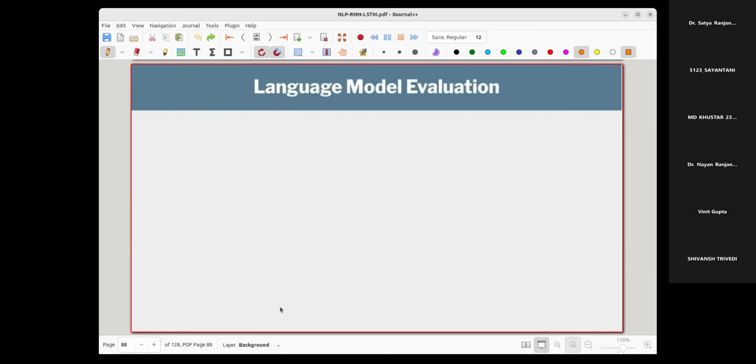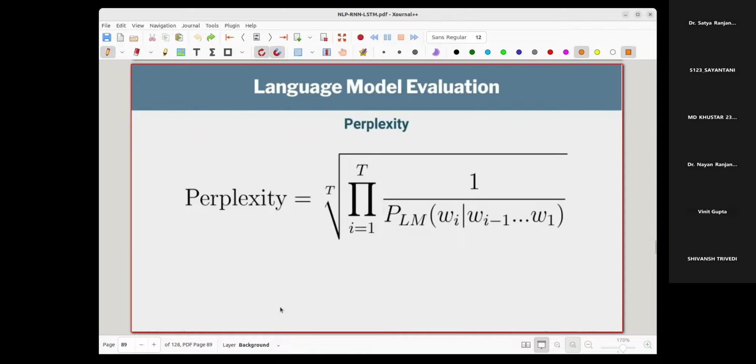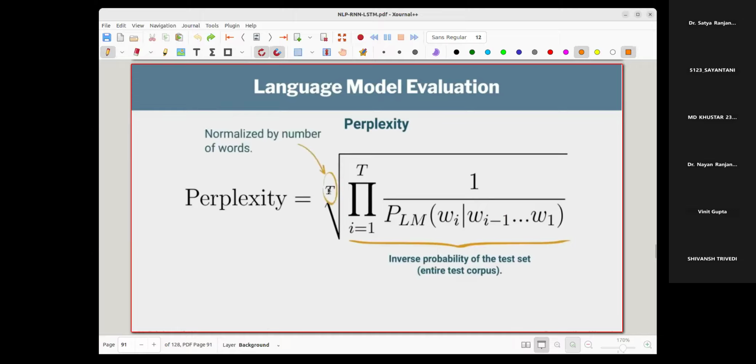So the question is, once a language model is created, how will you evaluate it? Precision and recall are not the actual metrics to evaluate it. Many metrics exist. One very famous metric is called perplexity. What is perplexity? It is the inverse probability of the test set. You have a test set, you calculate the probability of the test set, take the inverse and normalize it with t, the number of words present, and whatever value comes is the perplexity for that language model.